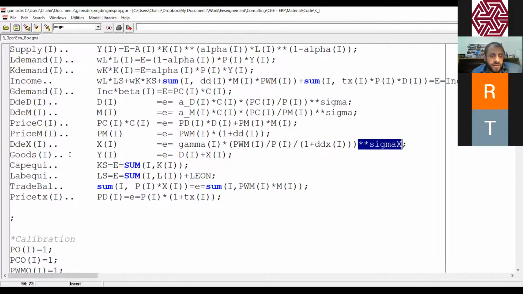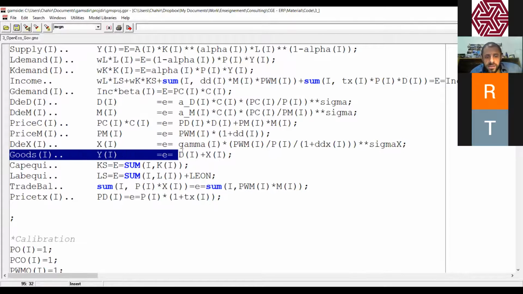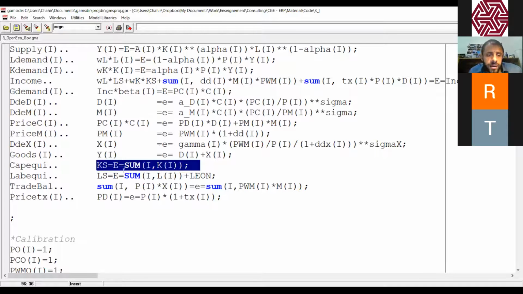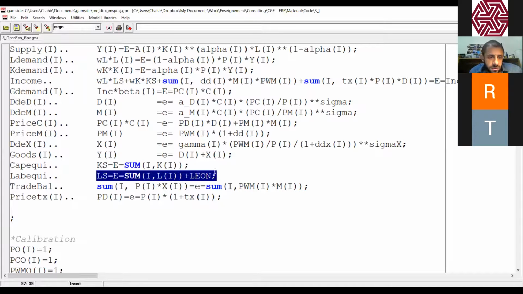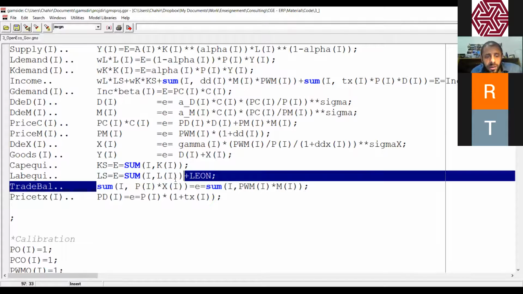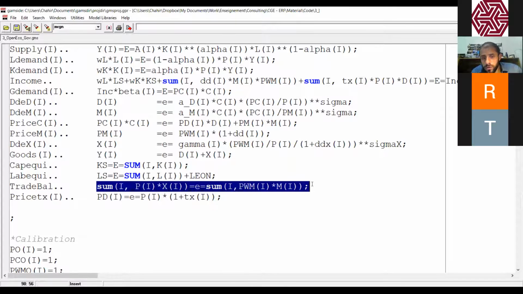Then we have the equilibrium equations that are very simple. So the equilibrium of goods is equal to what we consume domestically. I mean, what we produce is equal to what we consume domestically and what we export. Because if you remember, we said that domestic producers will either sell their products domestically or they will sell their products abroad. And then we have the capital supply here, the labor supply, nothing new. And we have the trade balance, meaning that our total exports must be equal to our total imports.